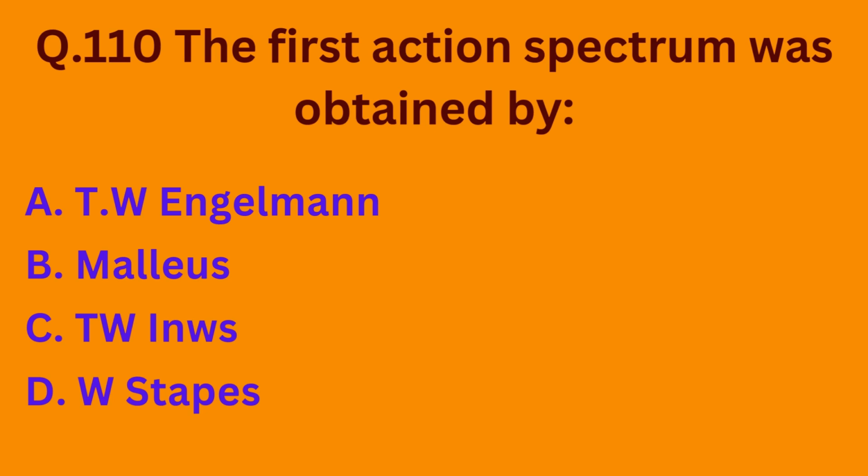Question number 110. The first action spectrum was obtained by option A, T.W. Engelmann. Option B, Melius. Option C, T.W. Innes. Option D, W. Stapes. The correct option is option A.